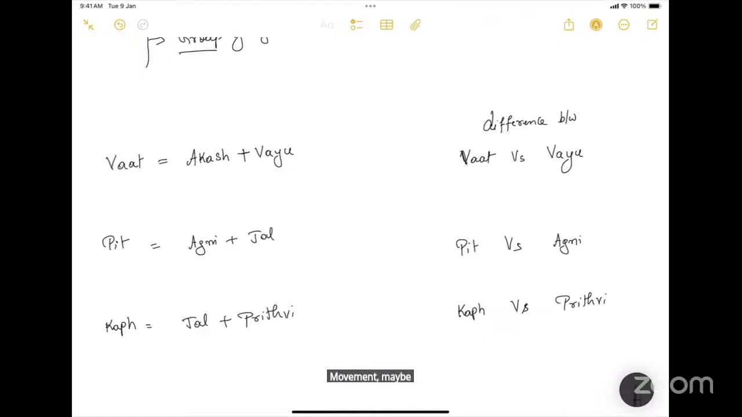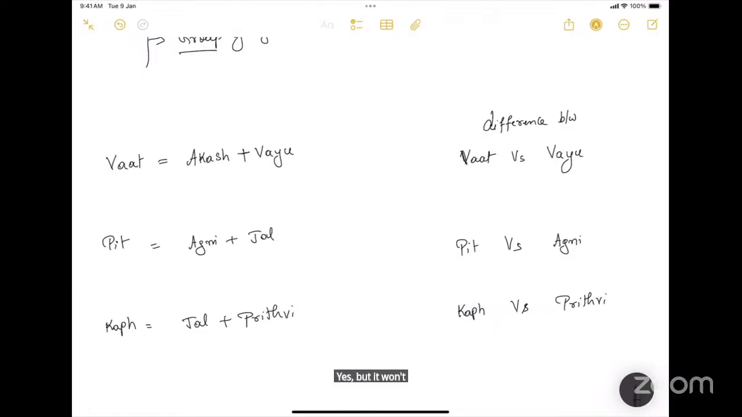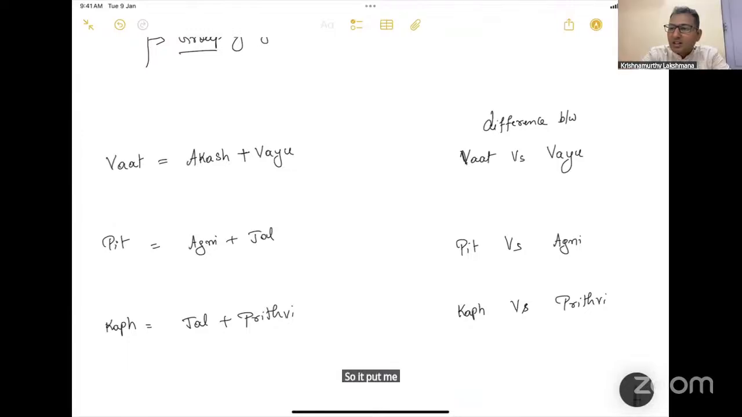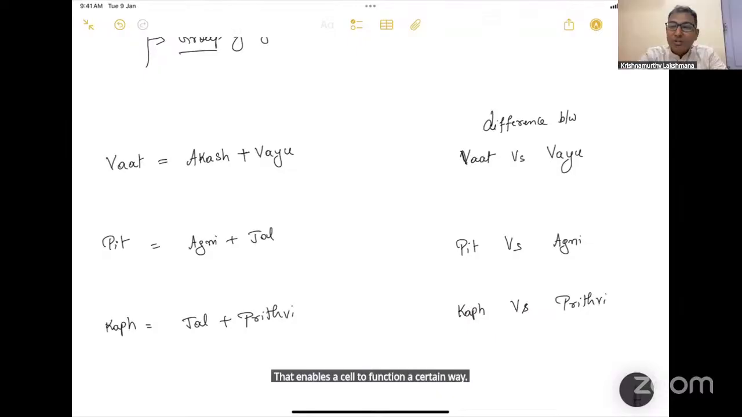Movement may be for Vayu, but Prithvi would need a space to settle down, or a medium to settle down. See, Prithvi by itself will also settle down, right? You pour a heap of mud, it will settle down. Yes, but it won't get a structure. When there is Kapha, there is a binding factor. So it helps Prithvi to shape. That leads to formation of a particular cell or a structure that enables a cell to function a certain way. Okay, so we are moving in the right direction.